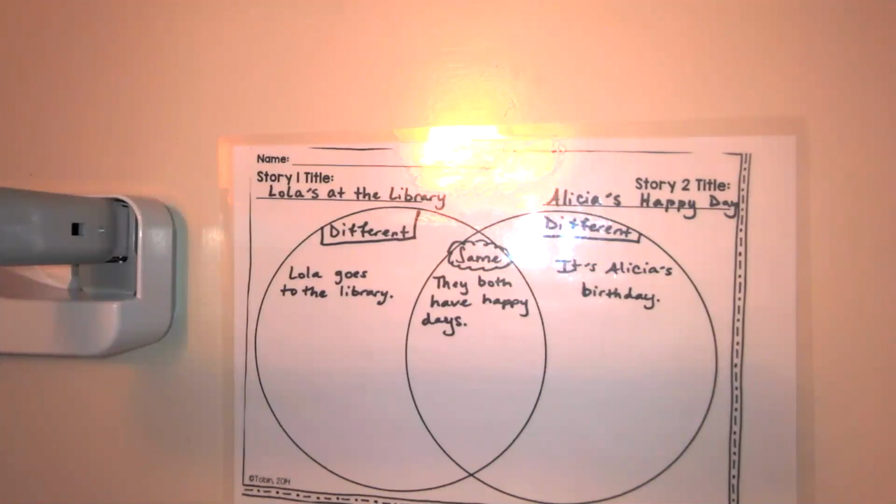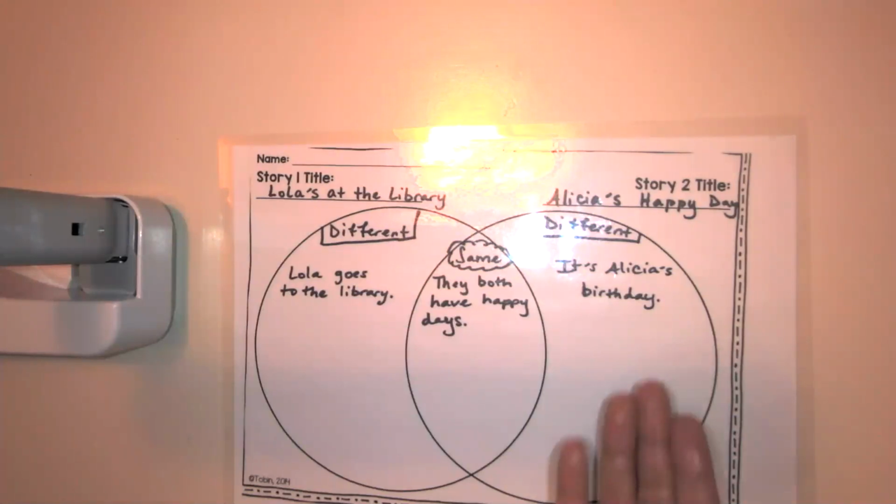Now, let's think about some ways in which they are different. And there are lots of ways they are different. But one way I know that Lola is different is that she goes to the library. It's not her birthday. She is just going to the library with her mommy and she has a great time. And I know one way that it's different in Alicia's happy day is that it's actually Alicia's birthday. She does not go to the library. It's her birthday surprise at the end of the story. But there are more ways in which they are different.